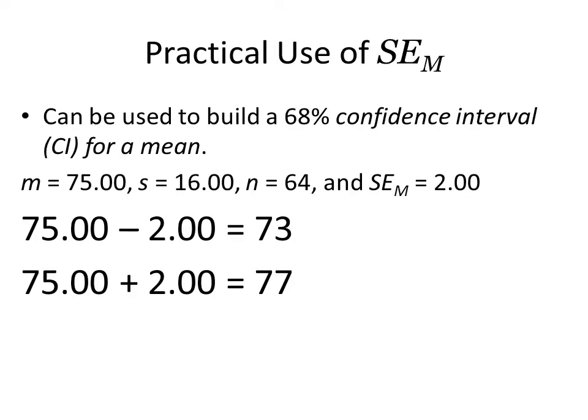So now let's consider a practical use of the standard error of the mean. We can use it to actually build a 68% confidence interval, or a CI, for the mean. Now remember, here is what we have from our example 1. We take our standard error of the mean, which is 2. We have our mean of 75, and we subtract the standard error of the mean from the mean, and we have 73. And we also add 2.00 to the mean of 75, and we have a 77.